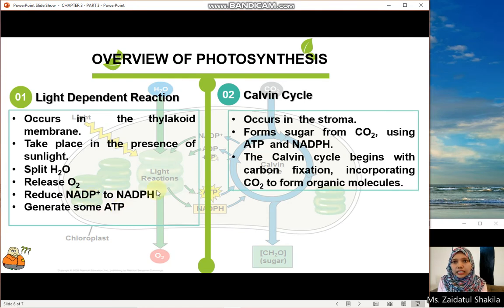While the Calvin cycle occurs in the stroma. It forms sugar from carbon dioxide using ATP and NADPH, which are the products of the light-dependent reaction. And the Calvin cycle will begin with carbon fixation, whereby carbon dioxide will be used to form organic molecules or sugar.